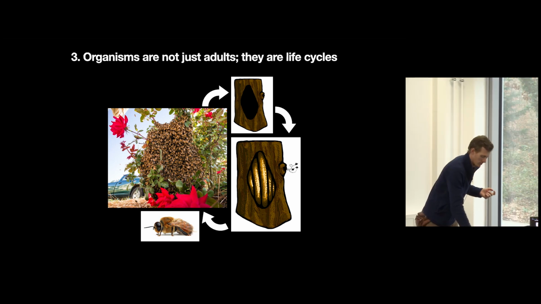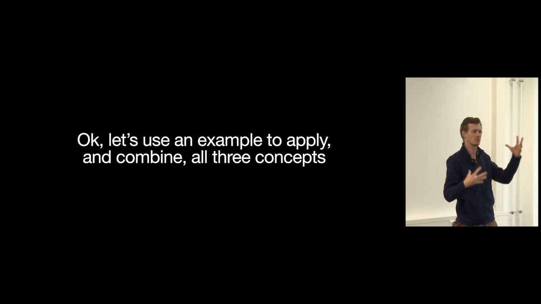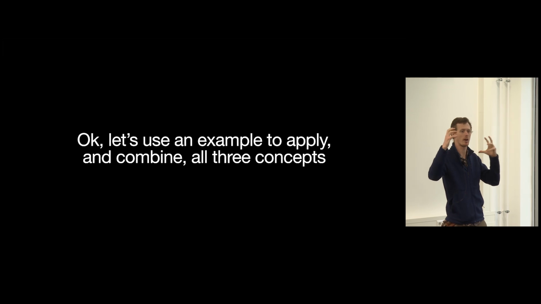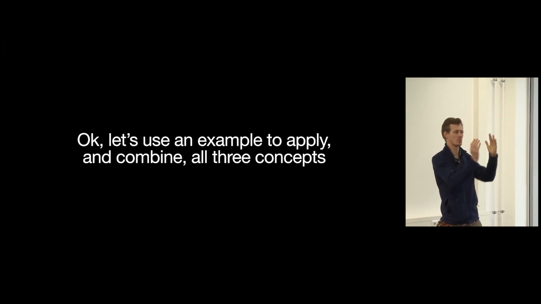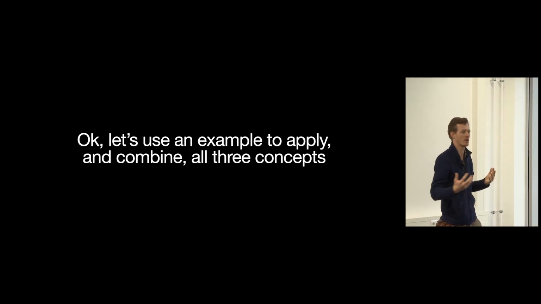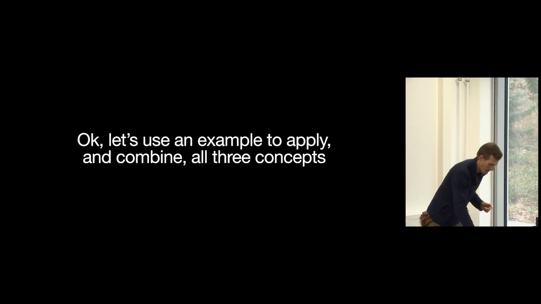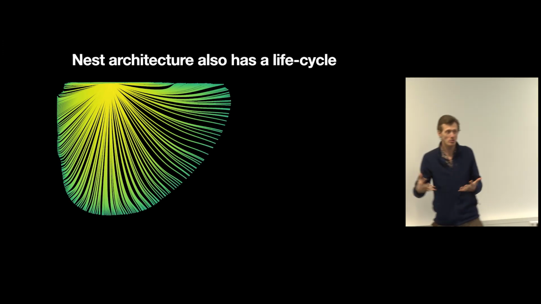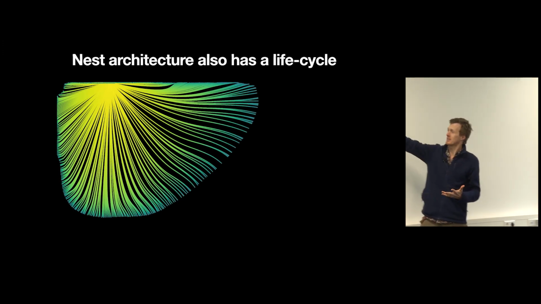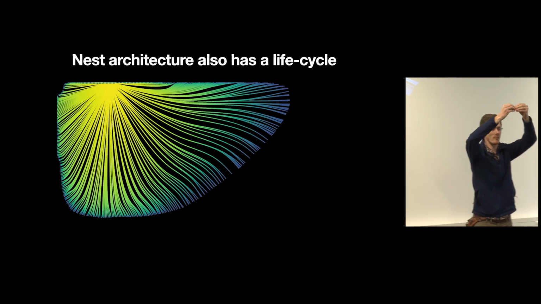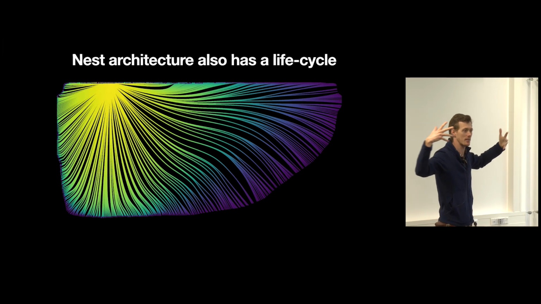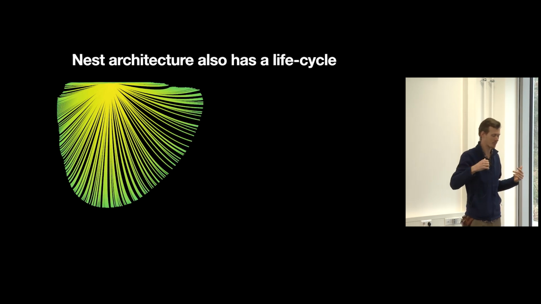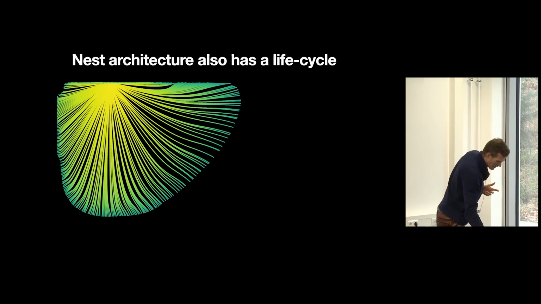So with this, I'm going to use a couple examples to combine these concepts to give you an idea of why I think that my lab at least is working at an intersection between these areas that potentially is interesting. So the first thing is that the nest architecture itself also has a life cycle. In this case, what we're showing is a single comb of the nest and how it grows over time, with the color of the lines showing you the progression over time as it's built.